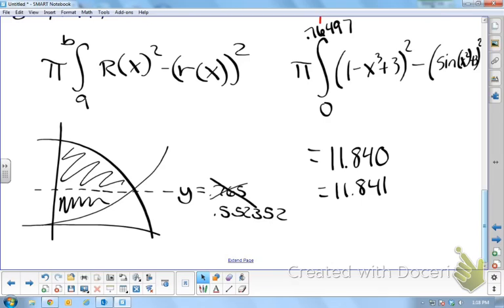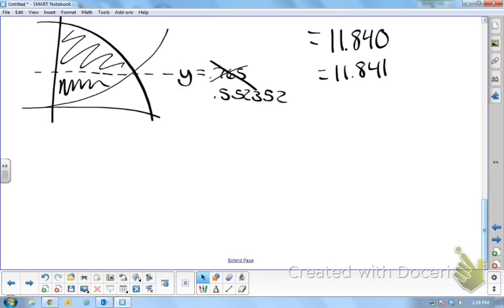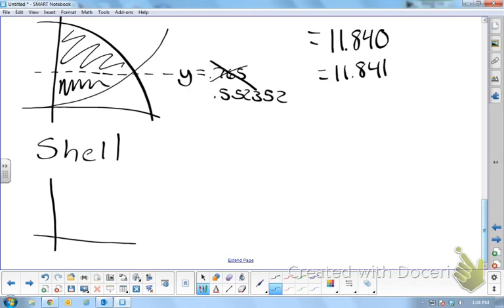If we were to do a shell method problem, let's take this same region and rotate it around x equals 2, so we can practice our shell method.